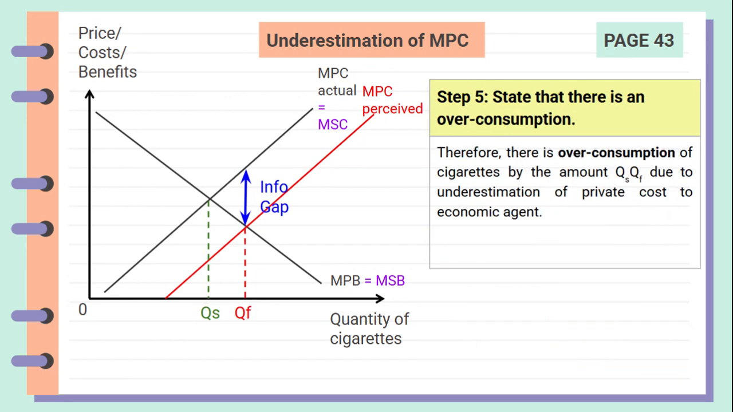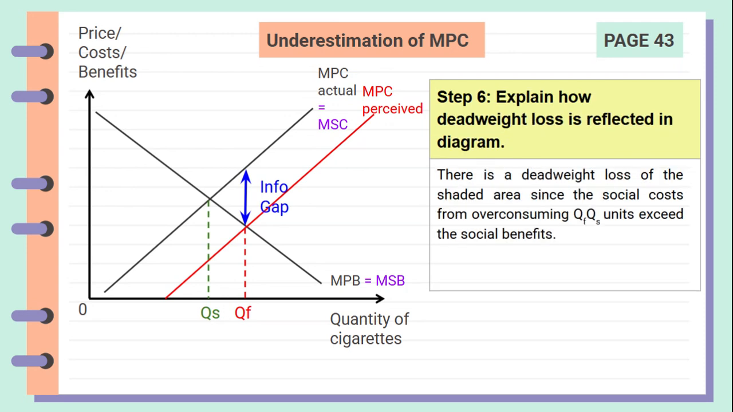Step 5 is to state the overconsumption, where the socially efficient quantity of cigarettes is at QS, but consumers only consume the market equilibrium quantity of QF. Thus, there is an overconsumption of QF/QS units.